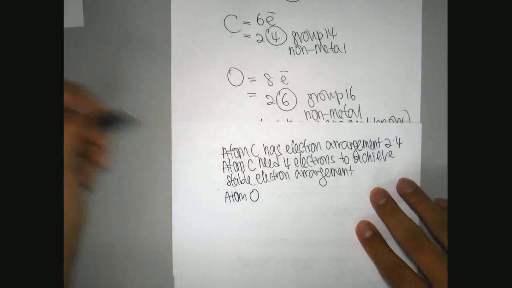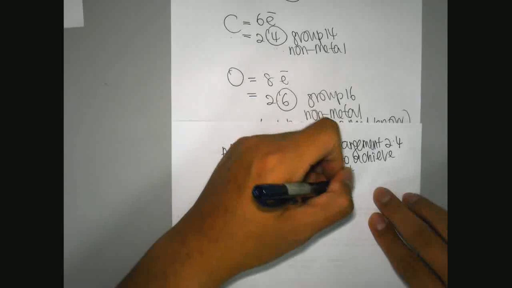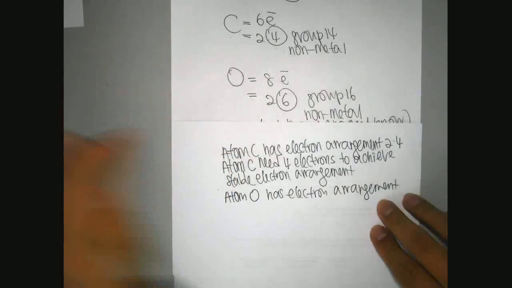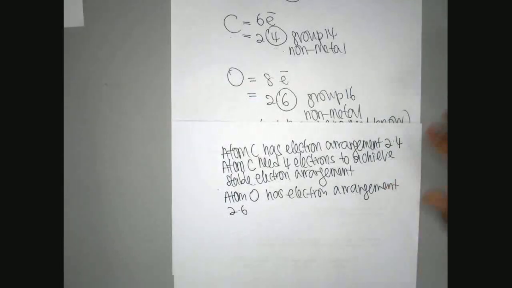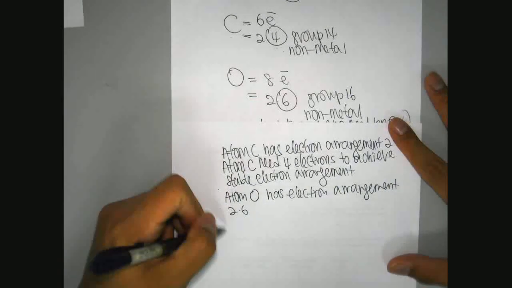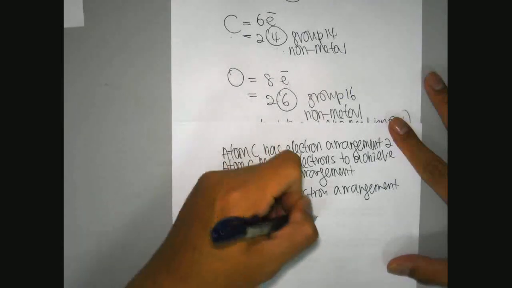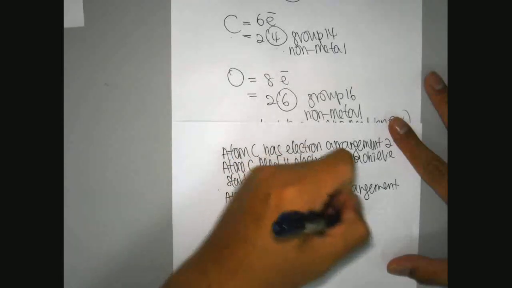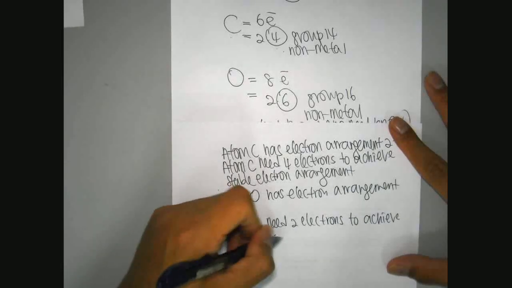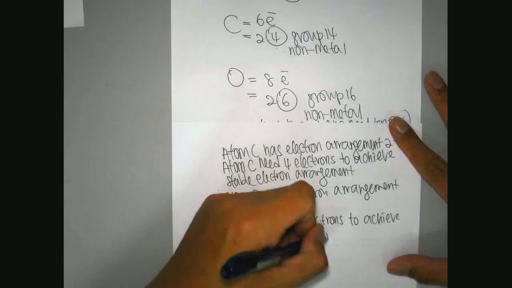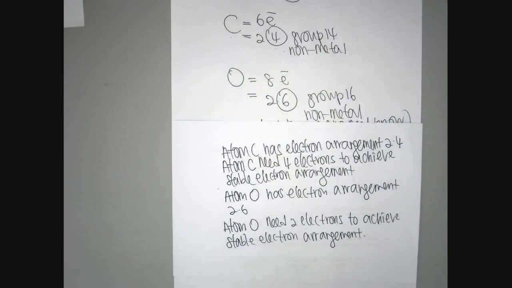Atom O has the electron arrangement 2.6. When you have 2.6, you need to be stable. So atom O needs 2 more electrons in order to achieve a stable electron arrangement.